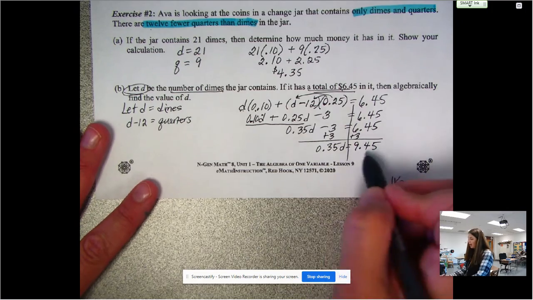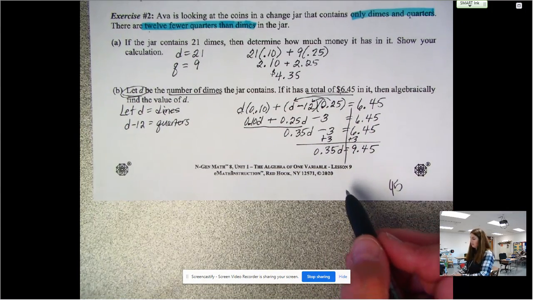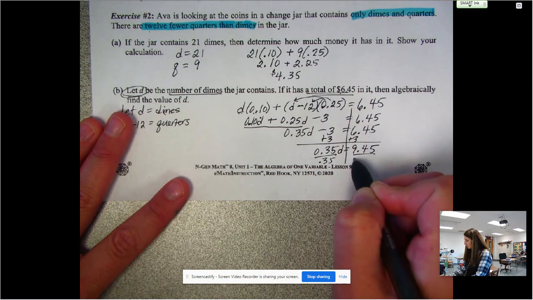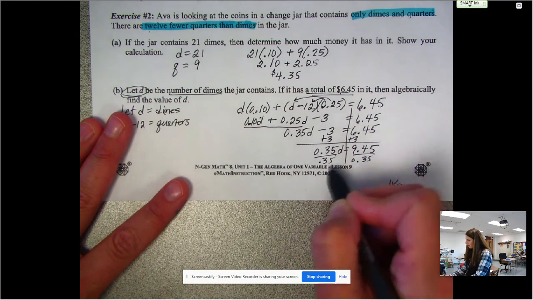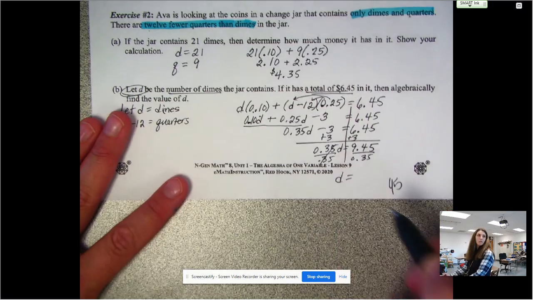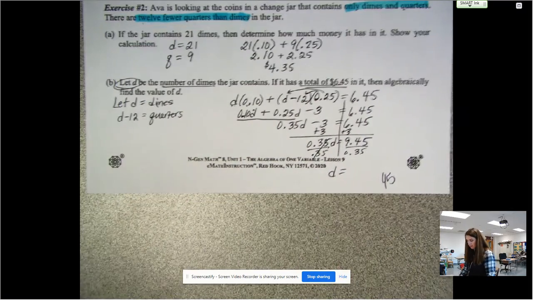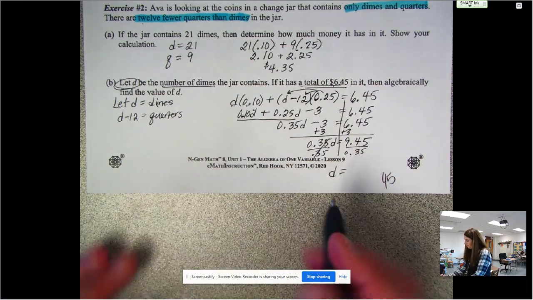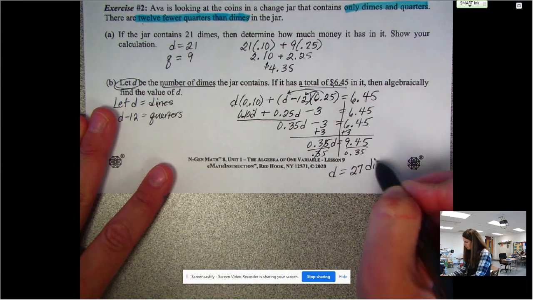So now, how many sets of 0.35 are in $9.45, right? How many sets of 35 cents are in $9.45? So we're going to divide to find out how many dimes there are. Oh my gosh, can you see this? Okay, here we go. Wow, there are 27 dimes.